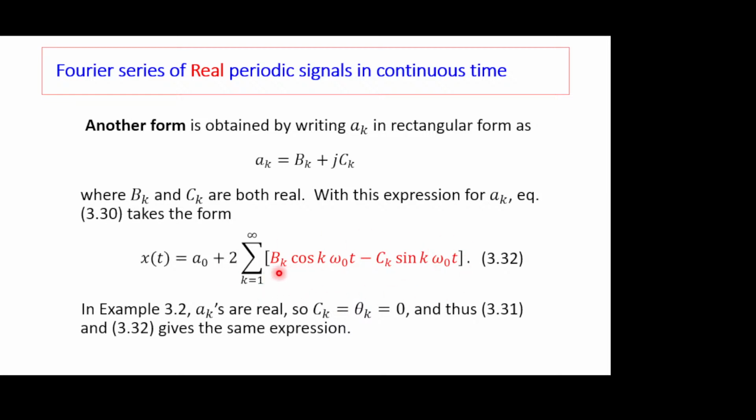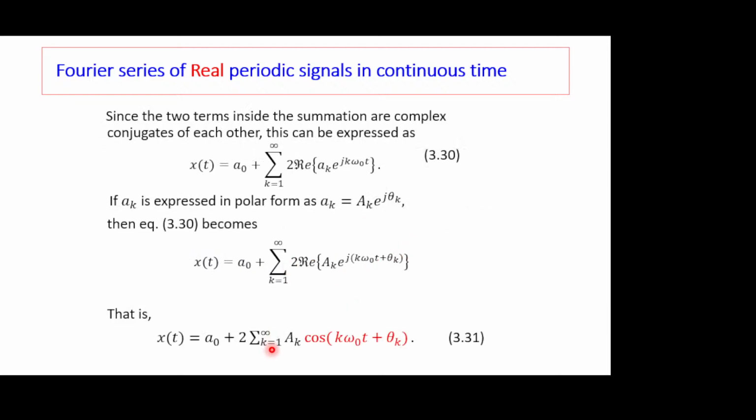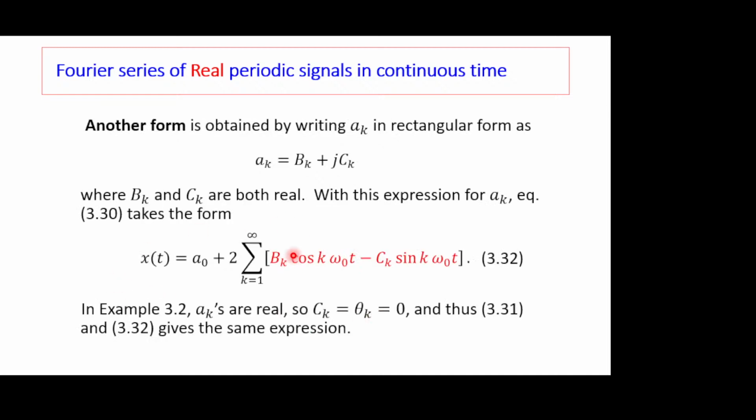So the real part will be this real times real and the imaginary times imaginary: j ck times j sine k omega naught t, and the other bk cosine k omega naught t. So instead of expressing this in Ak and theta k, you can express it in bk and ck: bk times cosine k omega naught t minus ck sine k omega naught t. So there are two forms of expressing your real periodic signal.